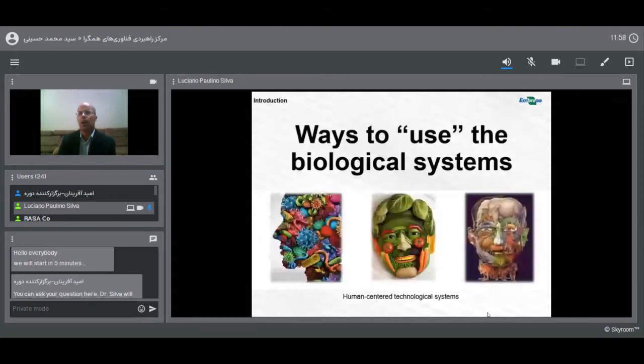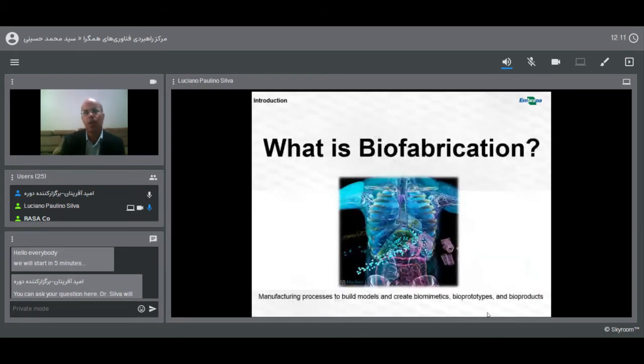In this way, our team has always asked how to find ways to use biological systems in a human-centered technology approach. And so we have biofabrication, a research field of our team, the manufacturing process to build models and create biomimetics, bioprototypes, and bioproducts.